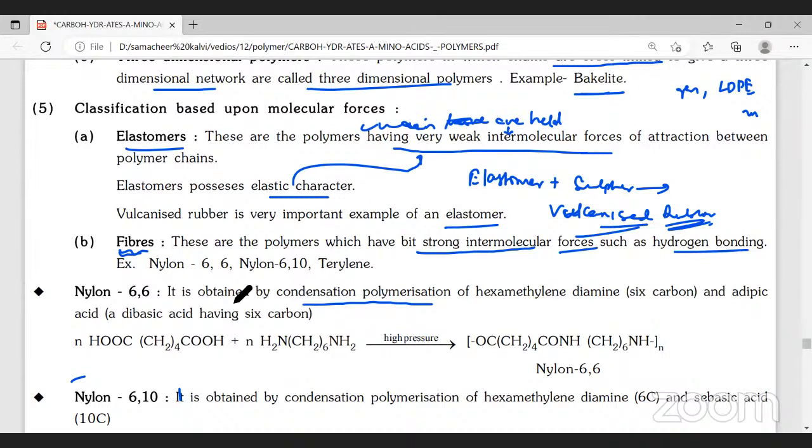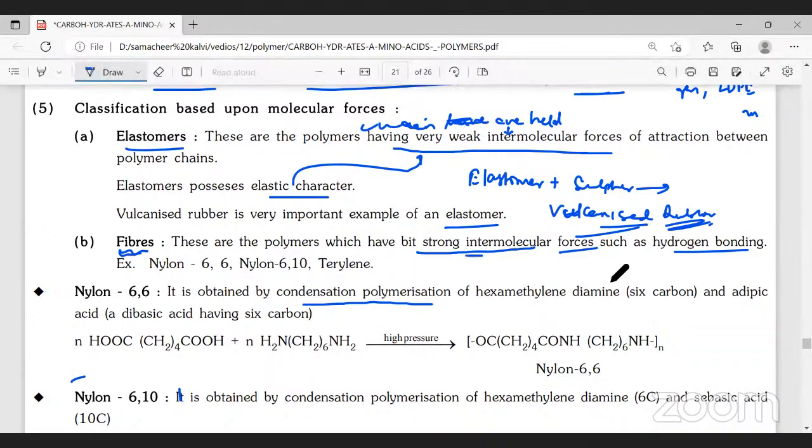Even in nylon ropes, you can see many strands which are made into a thicker rope, and each strand does not have any connectivity with each other. So each strand will behave like a fiber. So nylon rope is an example for fibers. These are polymers which are a bit stronger, like nylon 66, nylon 610 and terylene. Now we will learn about the preparation of nylon 66.